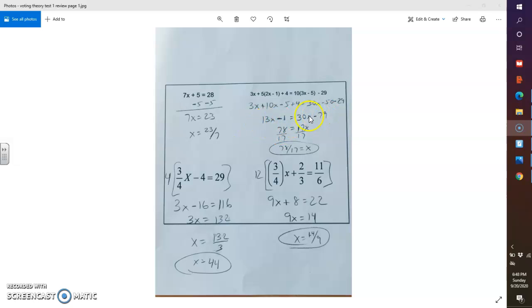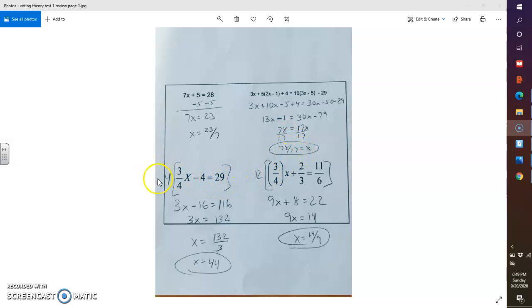When we get to this point right here, get the x's on one side. I like to keep the x's positive. So I'm going to subtract 13x on one side. I'm going to add 79 to the other side, and I'm left with 78 equals 17x. We divide both sides by 17, and our x equals 78 over 17.